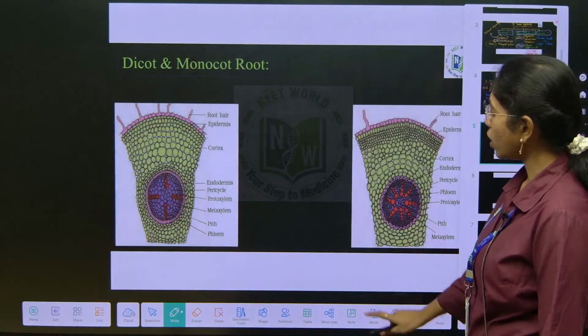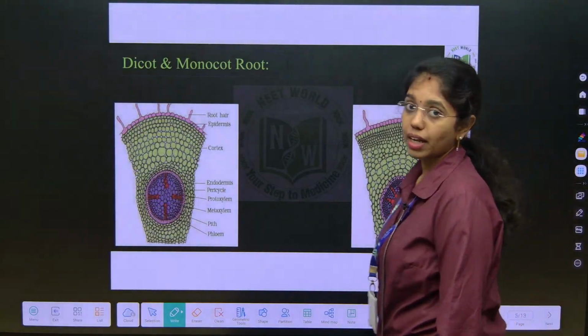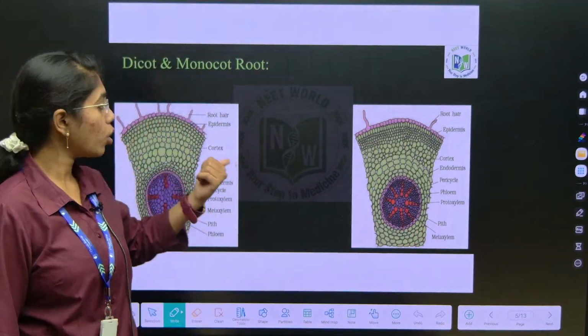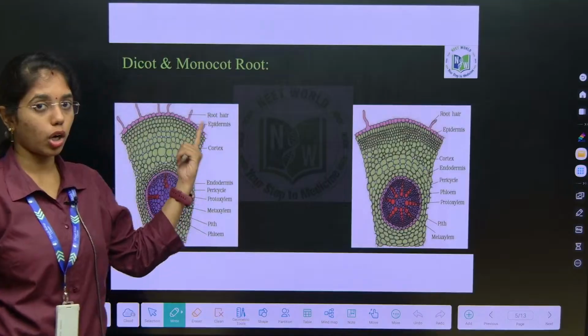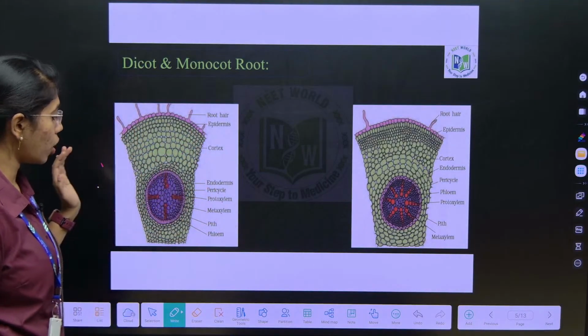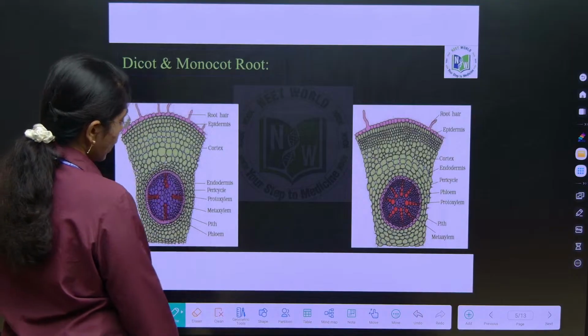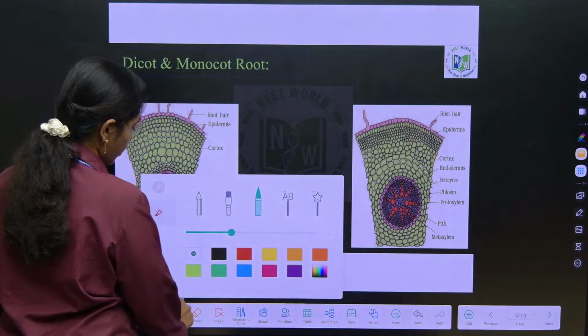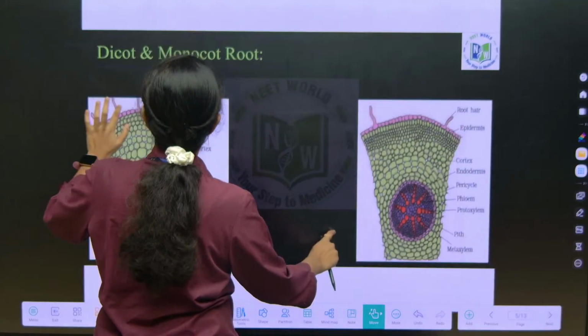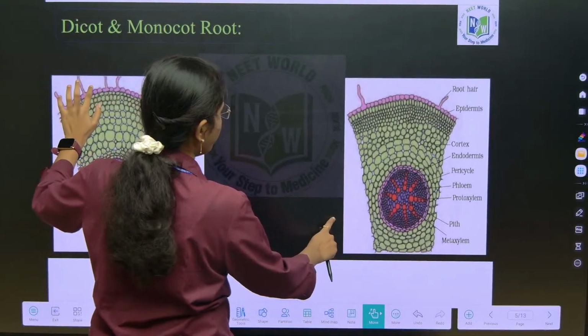Now, dicot and monocot root comparative analysis with three tissue systems we will see. After dicot monocot root, we will move on to dicot monocot stem and then dicot monocot leaf. First you see dicot monocot root. If you observe keenly, just a second. Yeah, I hope now the images are clear to you.